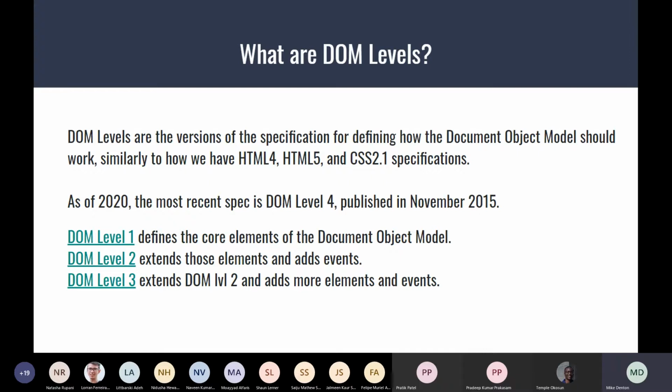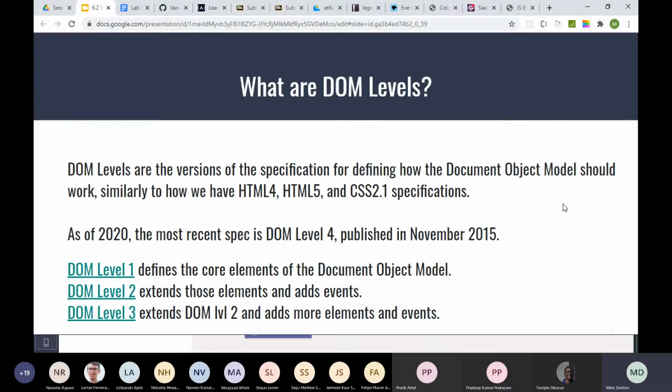So DOM level 4, the spec was posted in 2015. Very interesting. Like the onclick methods, I use them all the time, and you'll see them still in code. The addEventListener is newer and apparently more modern. So when you see DOM level 1, that's the core elements defined by the document model. Then you have level 2, which adds events to those elements.